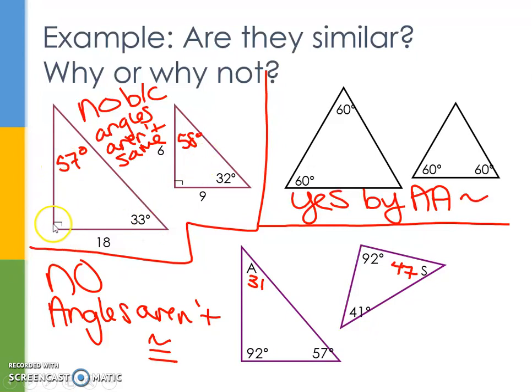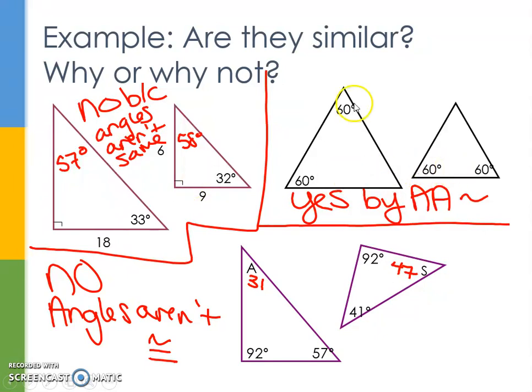So if I subtract 90 plus 33 from 180, because a triangle has 180 inside, this is 57. If I do 90 plus 32 and subtract from 180, this is 58. So the angles are not the same. So these are not similar figures, even though they look like it. So you need to prove by using the tools.